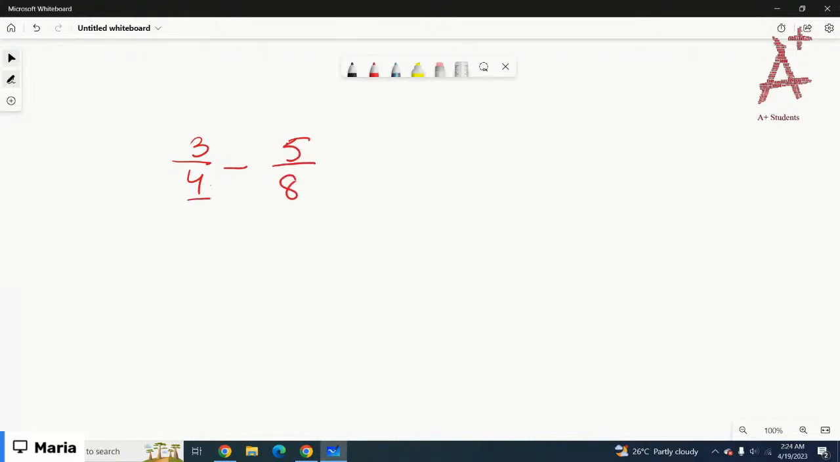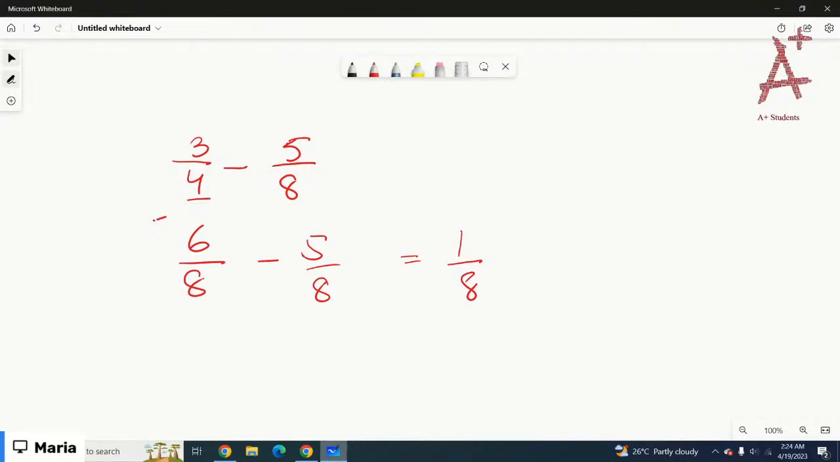So first of all, you need to make the denominator same. Multiply the fraction by 2. So it will be 2 times 3 is 6 and 2 times 4 is 8. Now they have the like denominators. You can subtract their numerators. So 6 minus 5 is 1. So it would be 1 over 8.